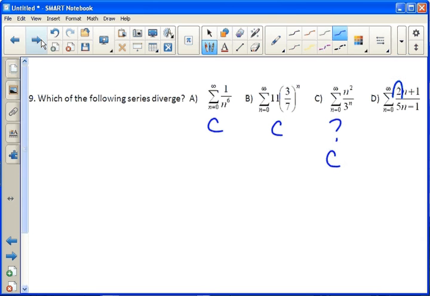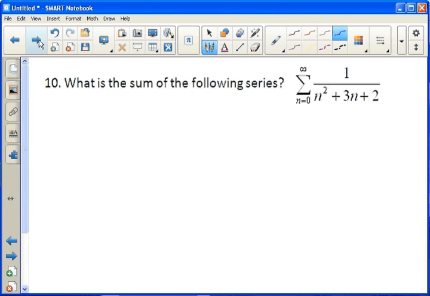And finally, number 10, the sum of the following series. You will have to factor this and do partial fractions and work that out. I believe this is worked out in my other video. If not, I'll add another one. But I believe your answer for this one should be 1 when it's all worked out.